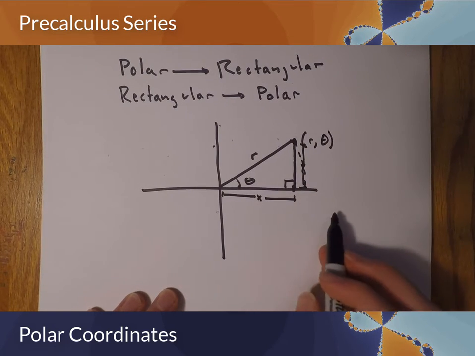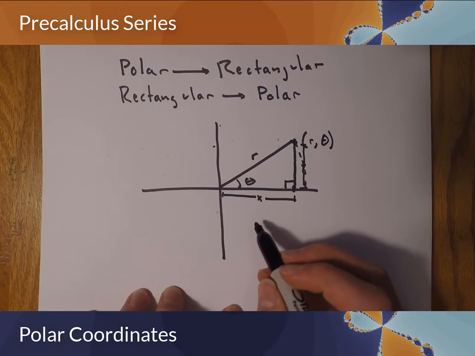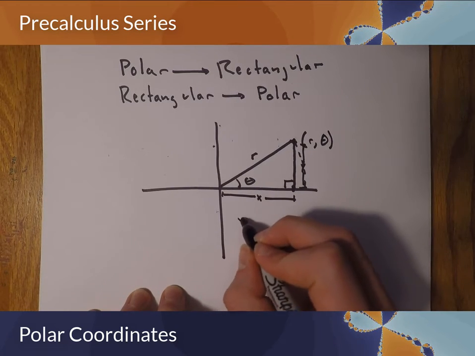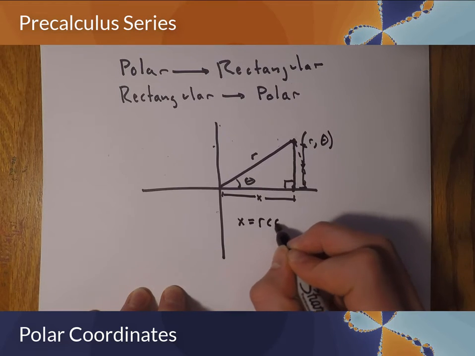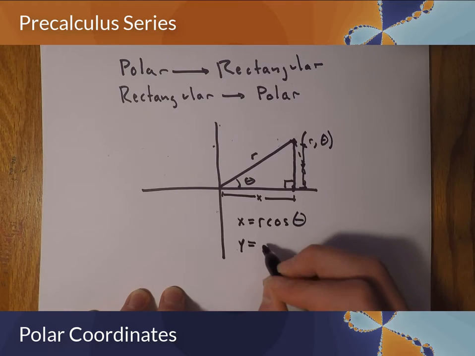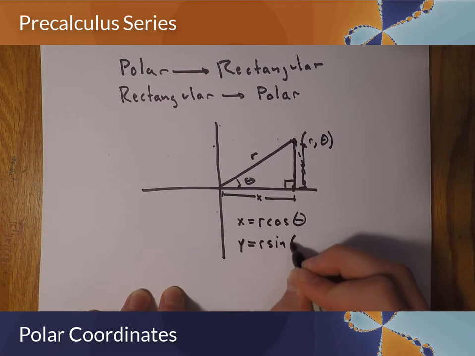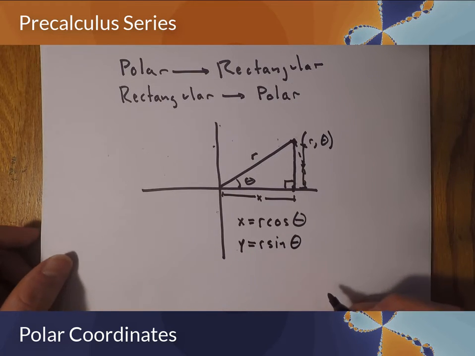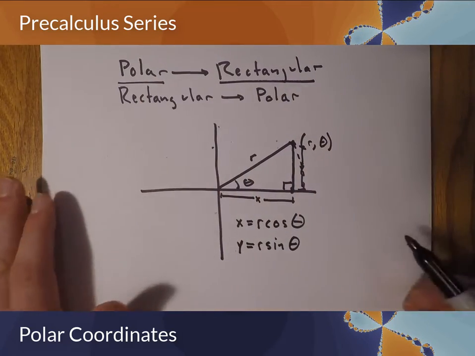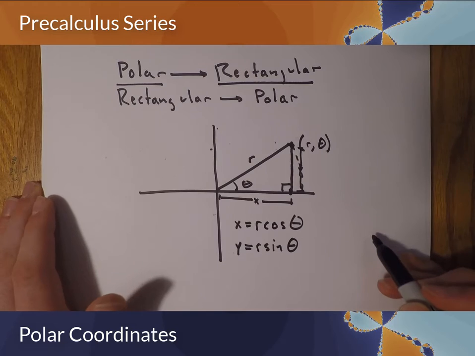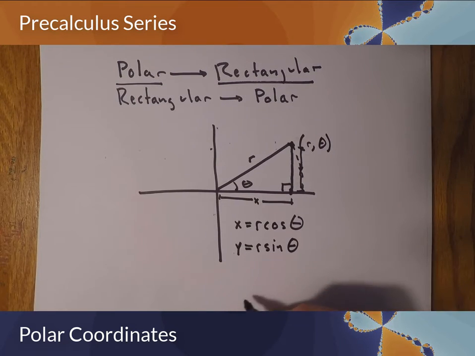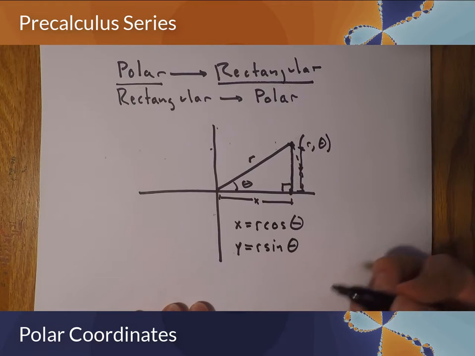Now, with right triangles, we have some special rules relating these x and y components. So to relate these components together, to find the x component, you just take r times cosine of theta, and the y, you just take r sine of theta. So that takes you from polar to rectangular. So what if you want to go the other way? What if you're given xy?